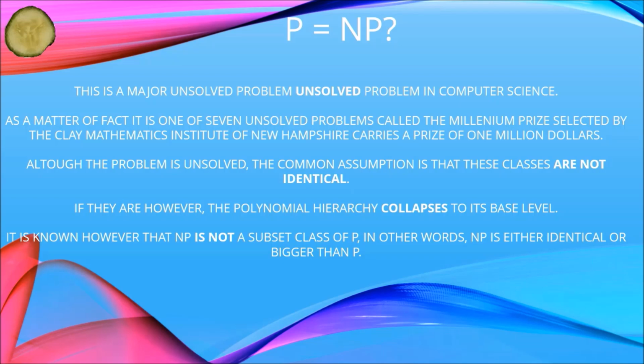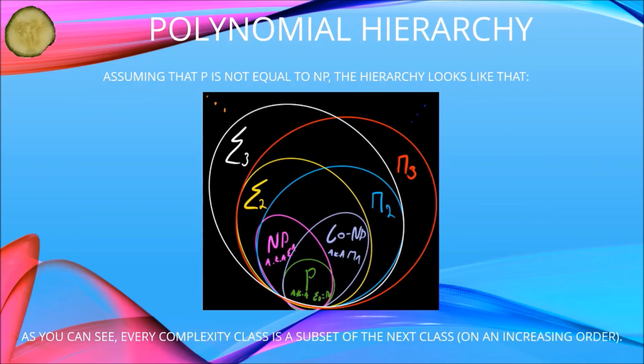Although the problem is unsolved, the common assumption is that these classes are not identical. If they are, however, the polynomial hierarchy collapses to its base level. It is known, however, that NP is not a subset of P. In other words, NP is either identical or bigger than P. Assuming that P is not equal to NP, the hierarchy looks like that. As you can see, every complexity class is a subset of the next class in increasing order. So, for example, P is a subset of NP and coNP.